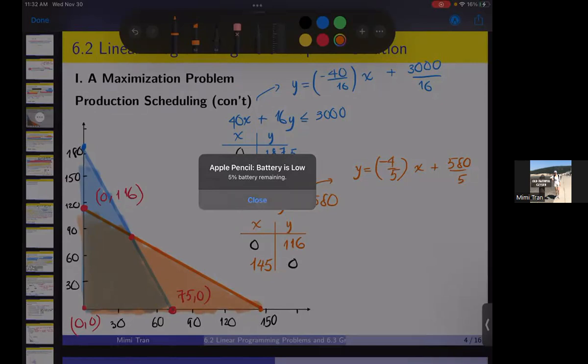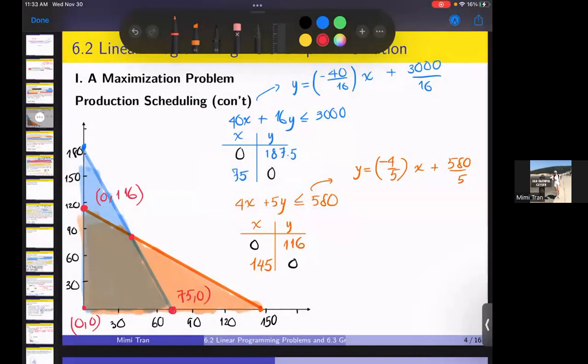42, right down here. 42 point, I'm just going to say 0.1, comma 82.4.